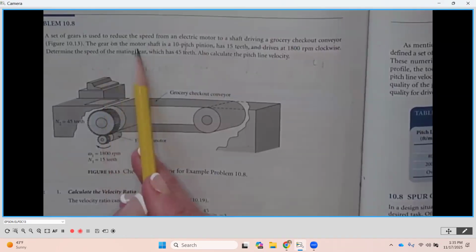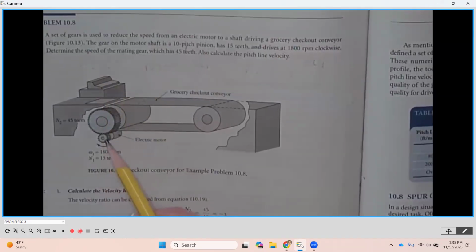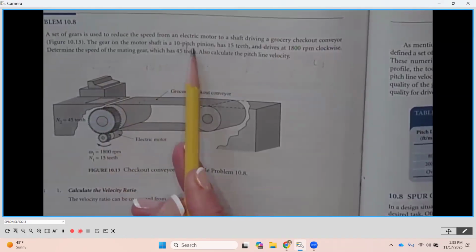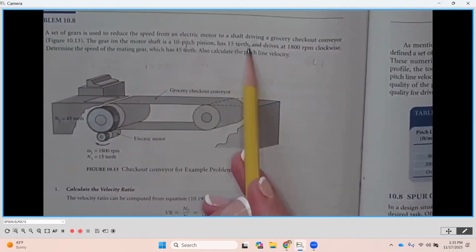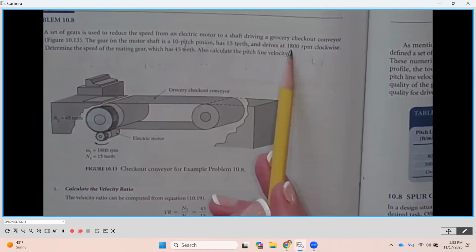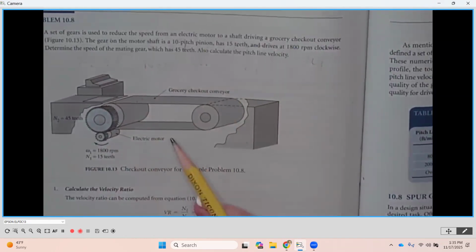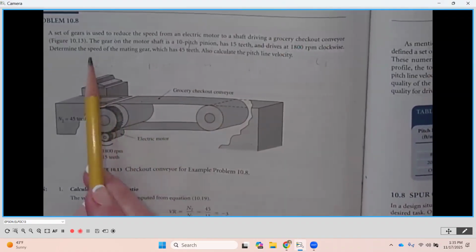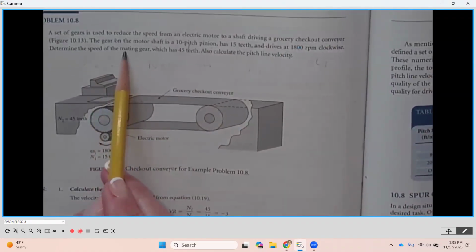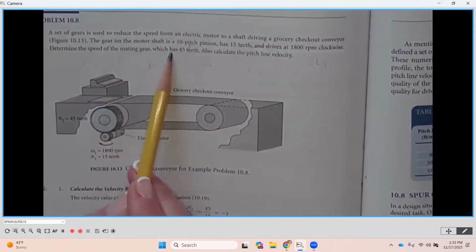It says the gear on the motor down here is a 10 pitch pinion. It has 15 teeth and drives at 1800 RPMs clockwise, as we see identified in that diagram. They want us to determine the speed of the mating gear, which has 45 teeth.